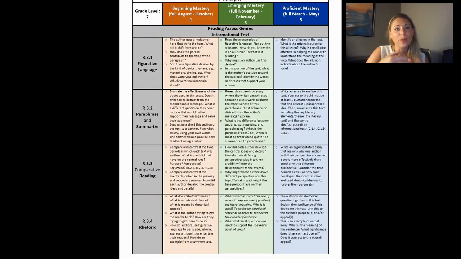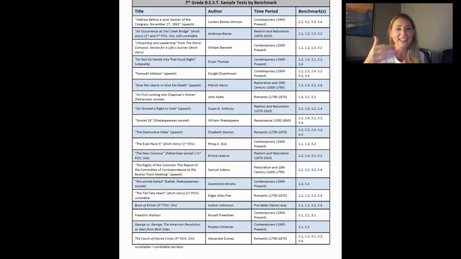At the end of each section, we also included a one-pager that had some of the prompts from each of the benchmarks in one standard. And then you can actually see all of the suggested text from BEST, in this case, 7th grade, and any pertinent information. For example, in 7th grade, students have to be able to identify characteristics of an unreliable narrator.